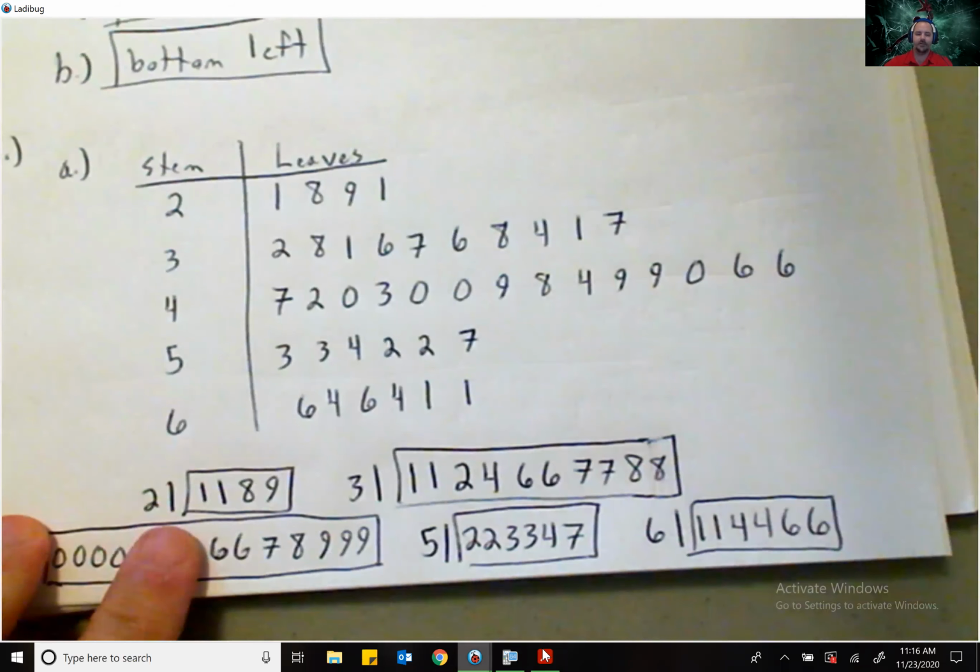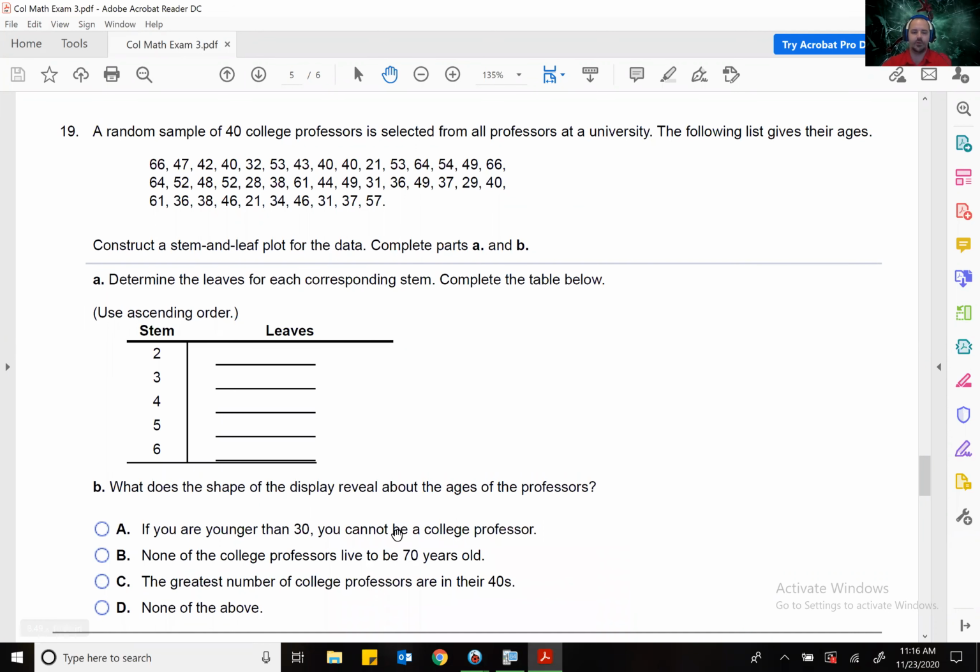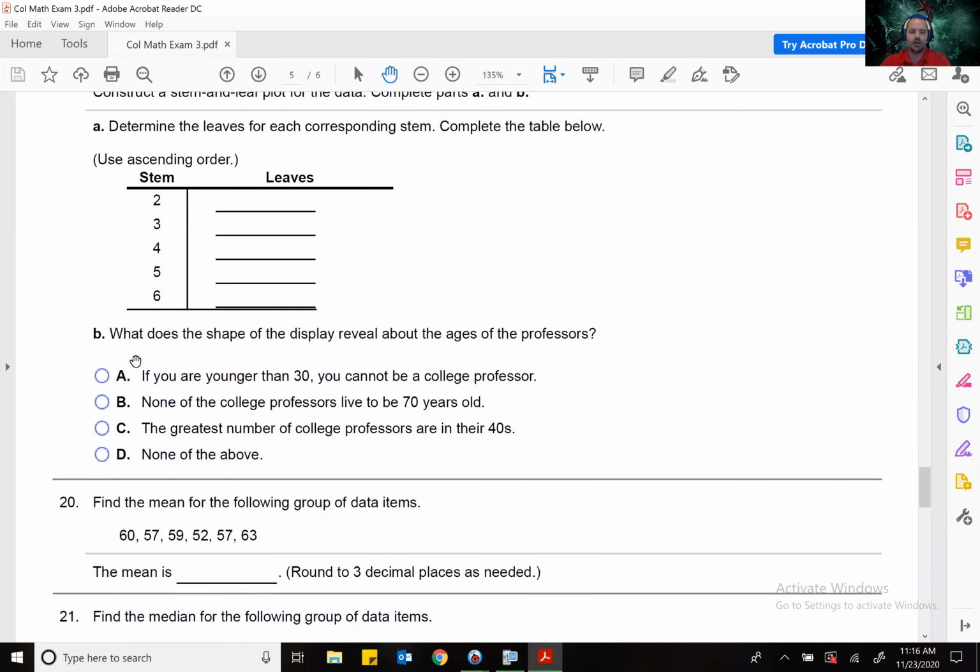All right. So it says, if you are younger than 30, you cannot be a college professor. Well, we know that's wrong because we have 4 people that are younger than 30. We got 2 21s, 28, and a 29. So we got 4. None of the professors lived to be 70 years old. Well, I mean, we just selected a random. We don't know if there are any 74 years old, and this doesn't say any of that. You can't conclude that, but I definitely know that there are some professors that are 70 years old out there. So we know it's not B.